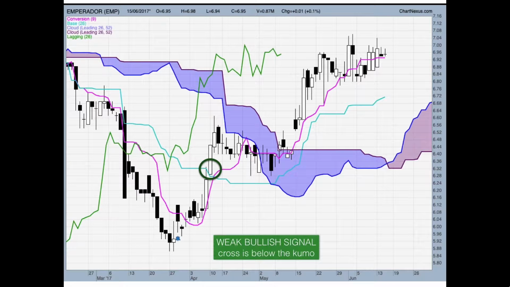Now, a weak bullish signal occurs when the price crosses above the Kijun-sen while it is below the Kumo. This chart of EMP shows that weak bullish crossover. After that weak bullish crossover, it moved sideways and found resistance below the Kumo. However, it was able to break above that Kumo and then proceeded to create an uptrend.